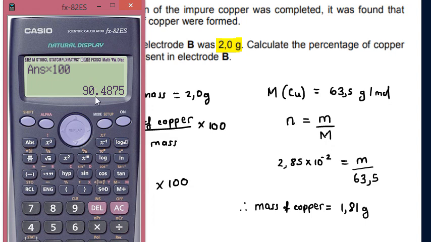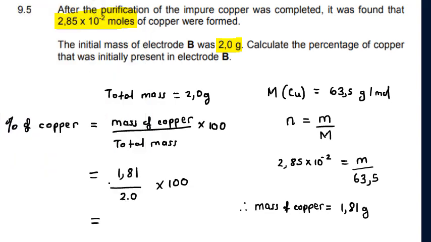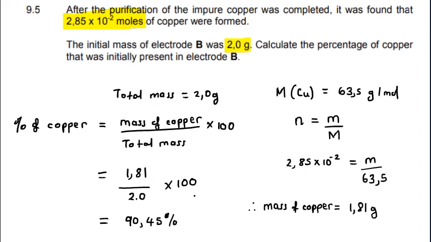So again, rounding off to 2 decimal places, we get 90.45%. So that was actually quite a significant amount of copper in that impure ore.